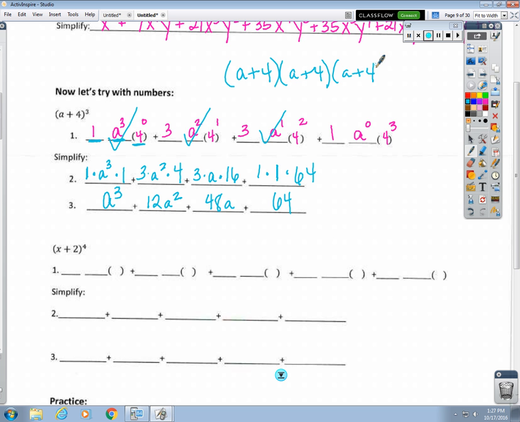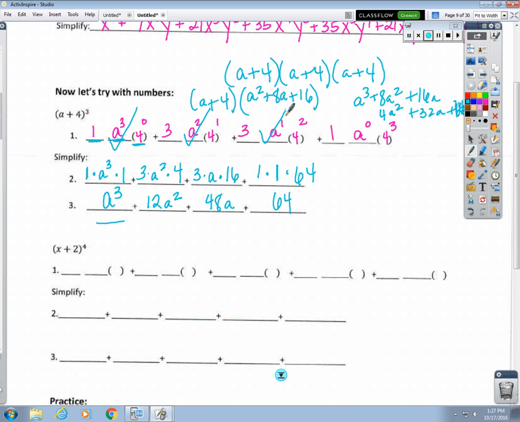You would have FOILed those two and got A squared plus 8A plus 16, and then you would have distributed the A plus 4 left over to it. A times A squared is A cubed. A times 8A is 8A squared. A times 16 is 16A, and then you would have to distribute the 4. 4 times A squared is 4A squared. 4 times 8A is 32A, and 4 times 16 is 64. Oops, that's the 16. So see how they got the A cubed, the 12A squared, the 48A, and the 64?